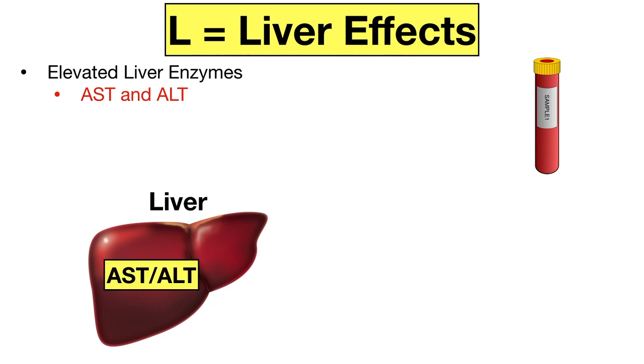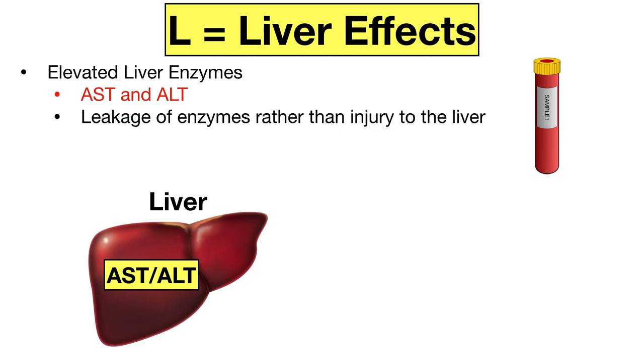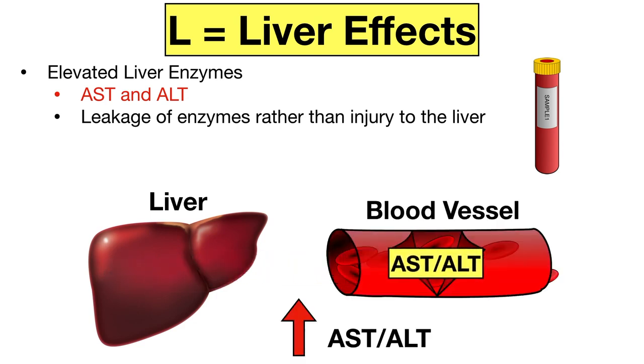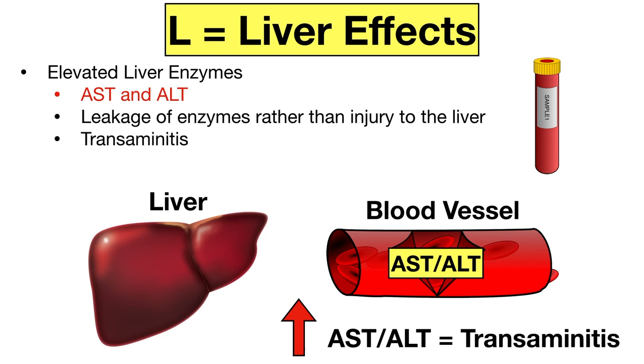AST and ALT are enzymes normally found in the liver, and they help with the function of the liver. The elevation in liver enzymes is thought to be due to leakage of the enzymes into the bloodstream rather than actual damage to the liver, although in rare cases statins can cause inflammation or injury to the liver as well. As AST and ALT leak into the bloodstream, this will cause high levels to be detected on a blood test. AST and ALT are called transaminases, so the elevation of these enzymes is called transaminitis.